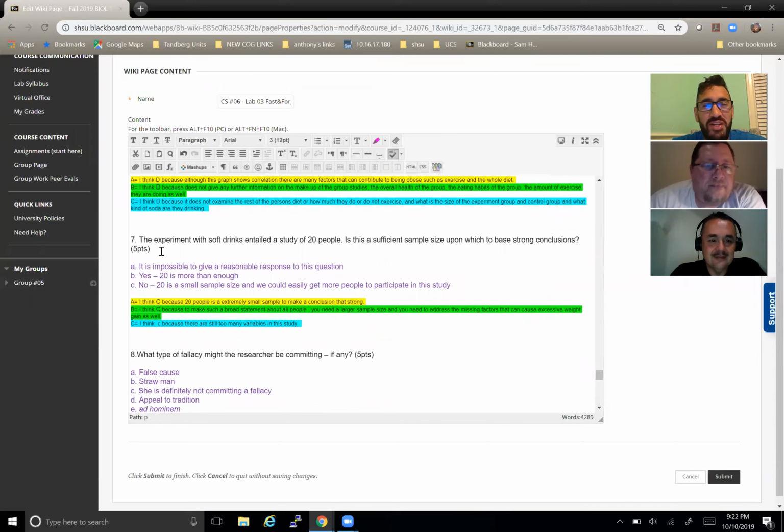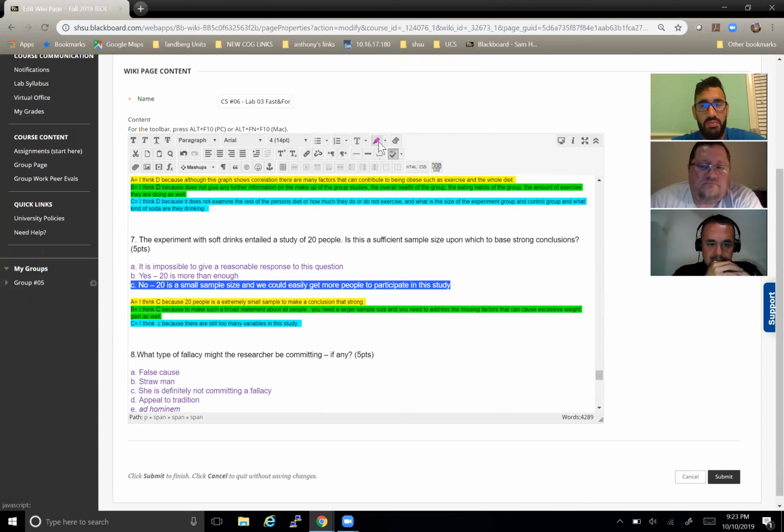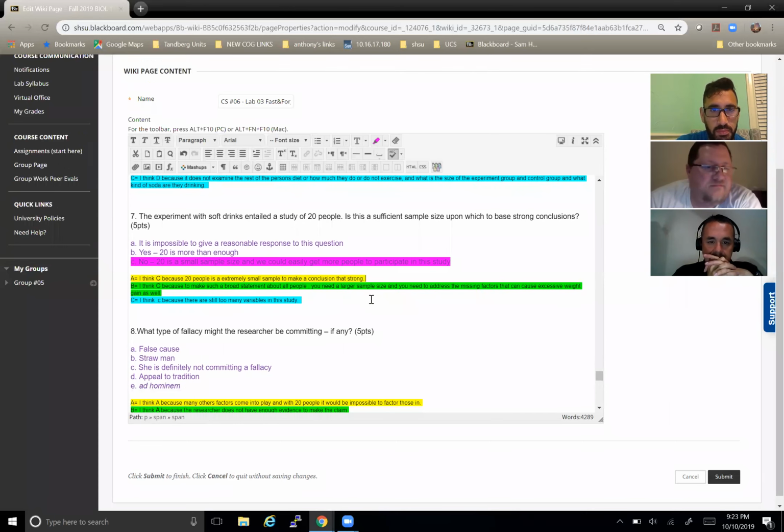So moving right along, 7. The experiment with soft drinks entailed a study of 20 people. Is this a sufficient sample size upon which to base strong conclusions? And we all chose C. No, it is not. 20 is too small to come up with any concrete evidence that's what that data means. I mean, you need a larger study than 20. Yeah, agreed. Based on the general population of the world, 20 is not enough.